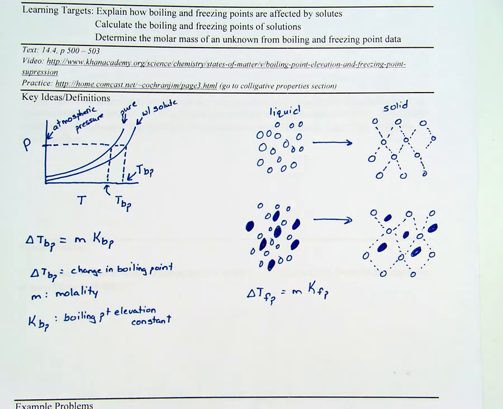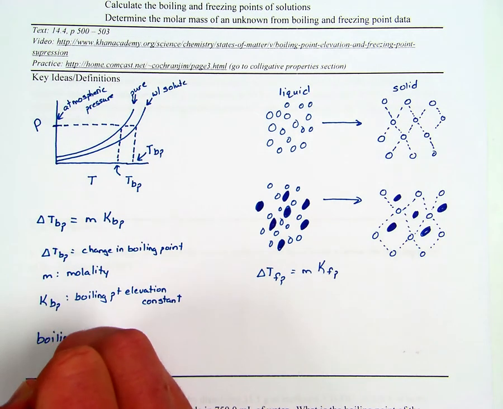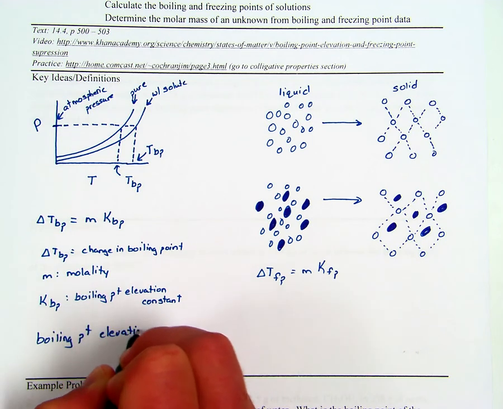So here we have boiling point elevation. That's this side. And over here we have freezing point depression.